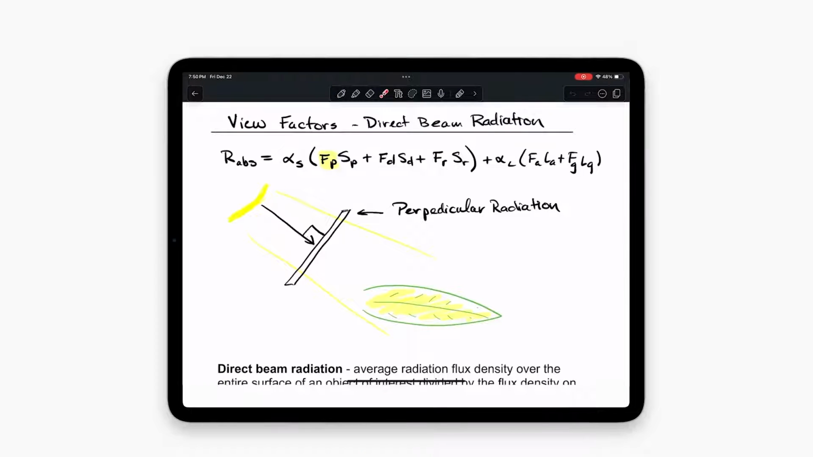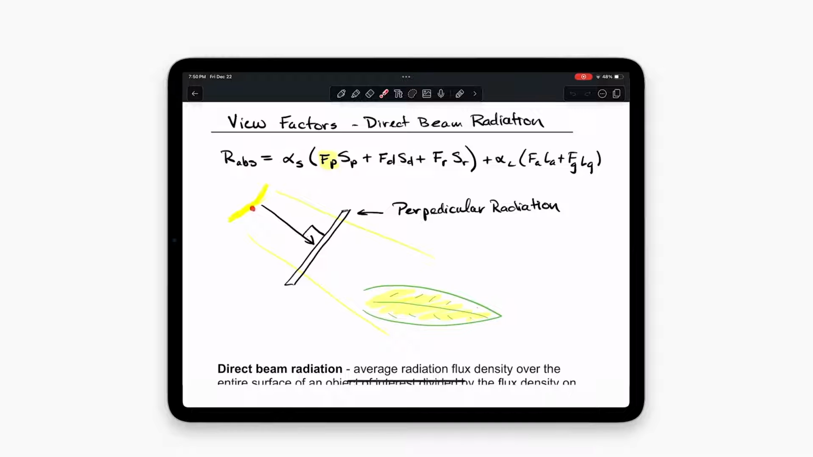I've drawn a little diagram here to show what that looks like. The radiation source that we're going to be typically using is the sun, so my diagram includes the sun and maybe a leaf of interest. Today, we're back talking about the absorbed radiation equation, but now we're only going to focus on one particular part of that equation, this variable FP. This is the view factor for perpendicular radiation.